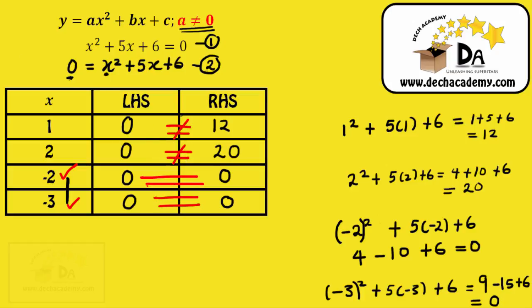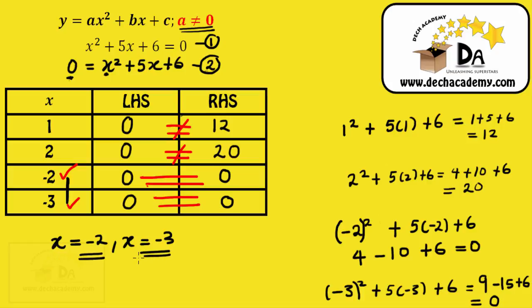So therefore, we know that the valid solutions to equation 2, the quadratic equation, are x is equal to minus 2 and x is equal to minus 3. Quadratic equations always have 2 solutions. The solutions can either be distinct, so totally different numbers, or repeated, so the same number. In this case, we have distinct solutions. One is when x is minus 2, the other is when x is minus 3.